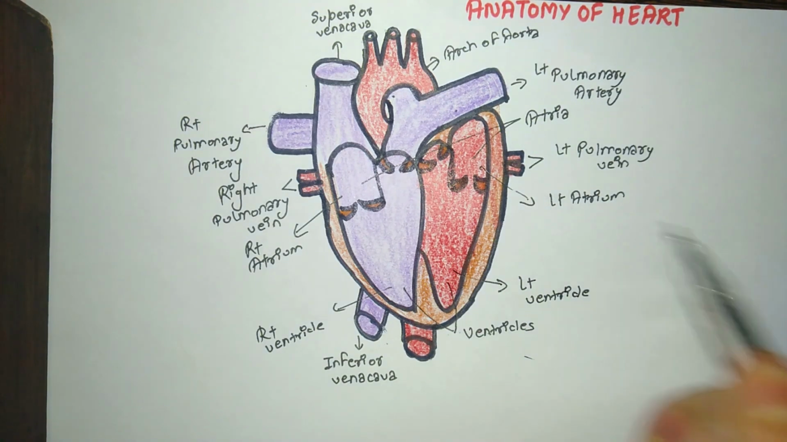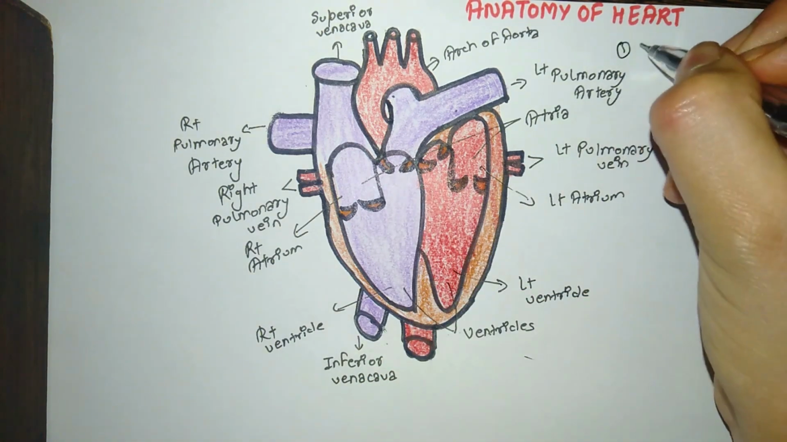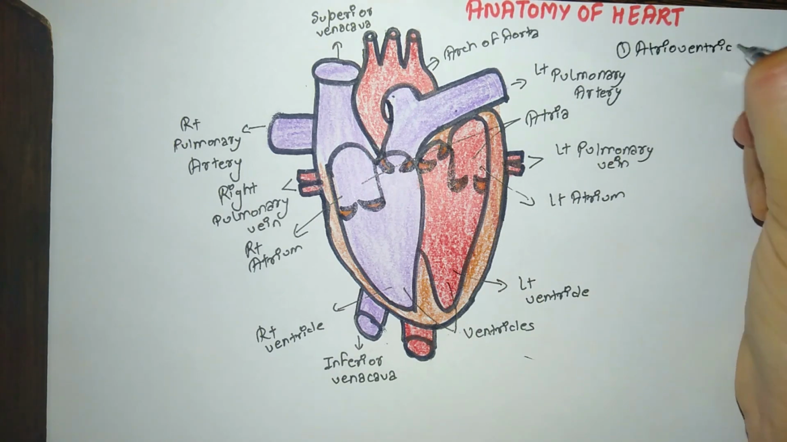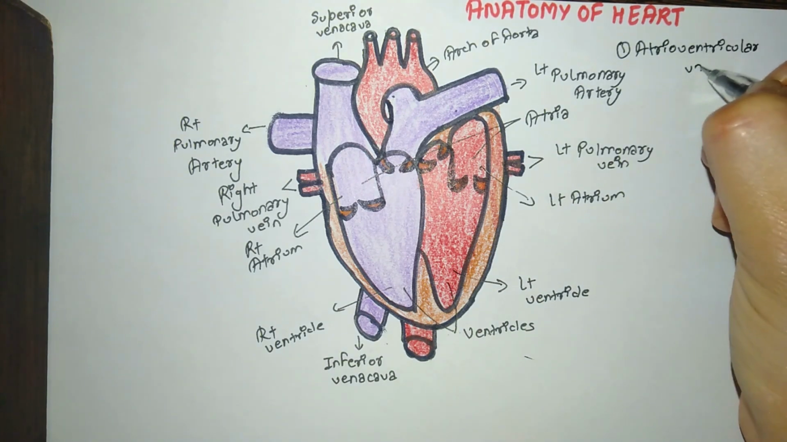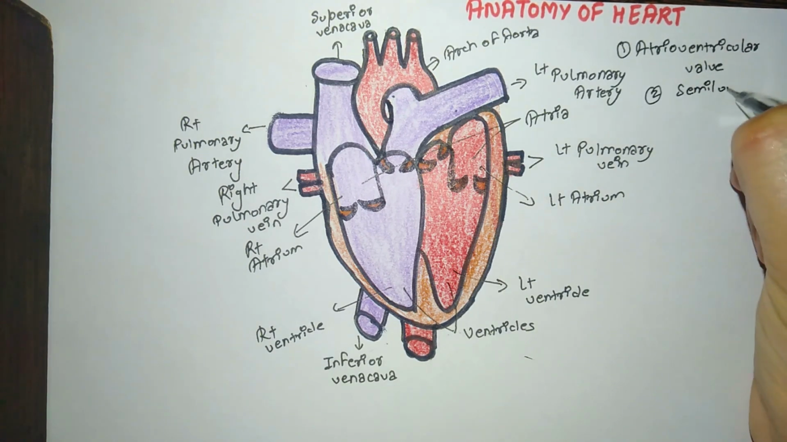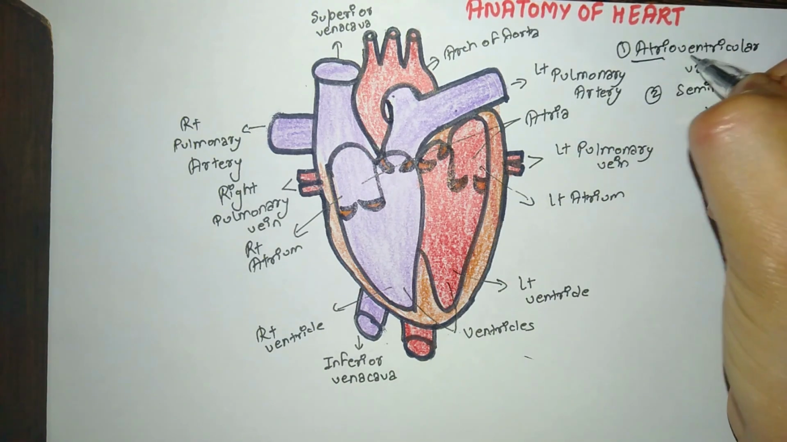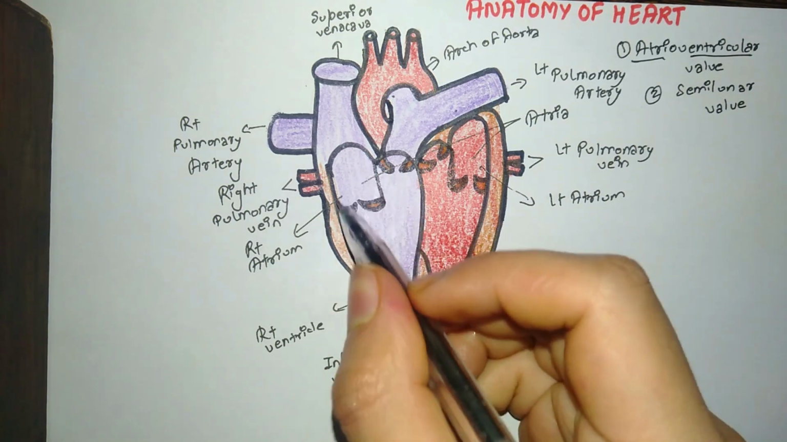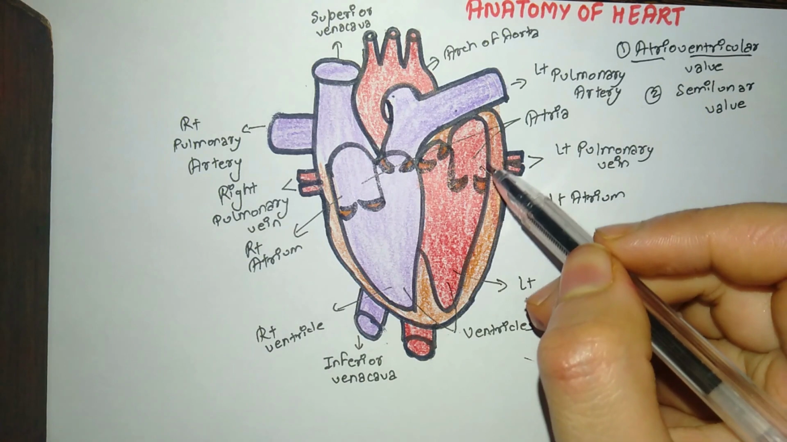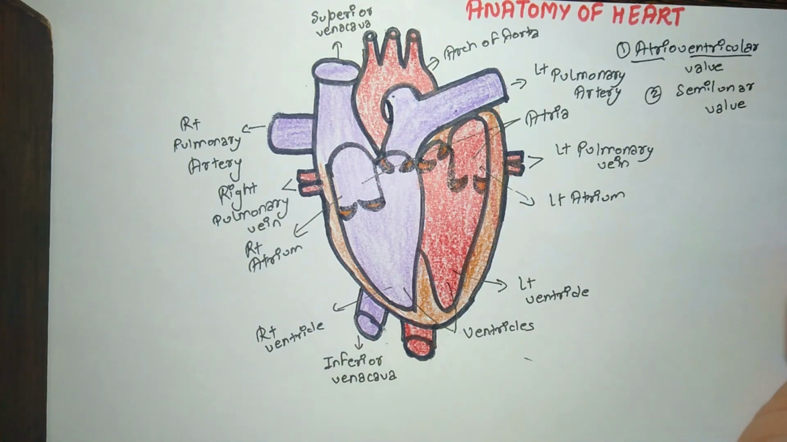So now let's talk about the valves. These are the valves of the heart. There are two types of valves in the heart. One is the atrioventricular valve, and another is the semilunar valve. Atrioventricular, as these valves are in between the atrium and the ventricles, or we can say that these valves differentiate the atrium and the ventricle region.